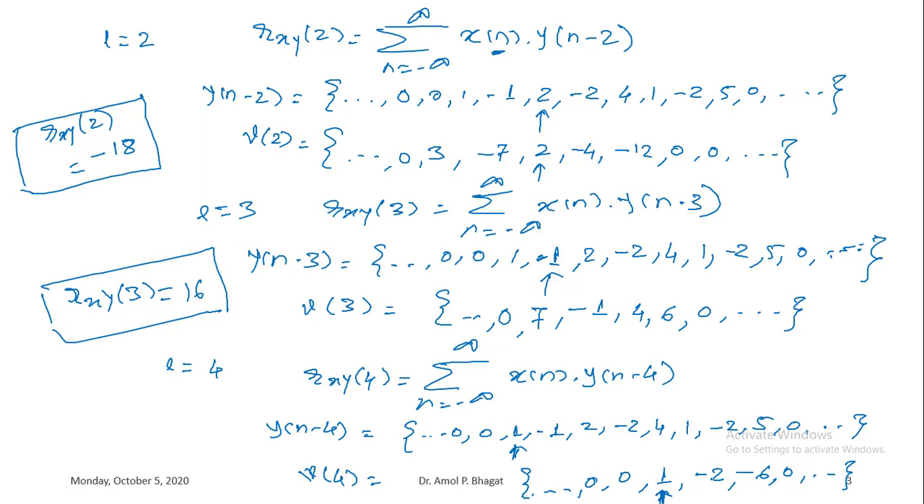So again I will be adding these values, so minus 6 minus 2 will be minus 8, minus 8 plus 1 will be minus 7, so this rxy of 4 will be minus 7. Okay, so this is rxy of 4, right? That is minus 7. Similarly you can identify it for L is equal to 5, so the formula will be rxy of 5, again n is equal to minus infinity to infinity x of n into y of n minus 5.